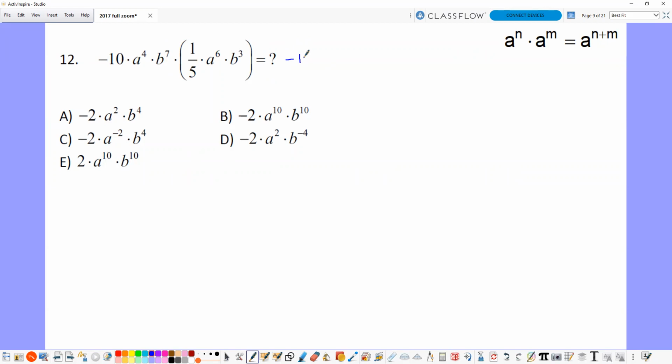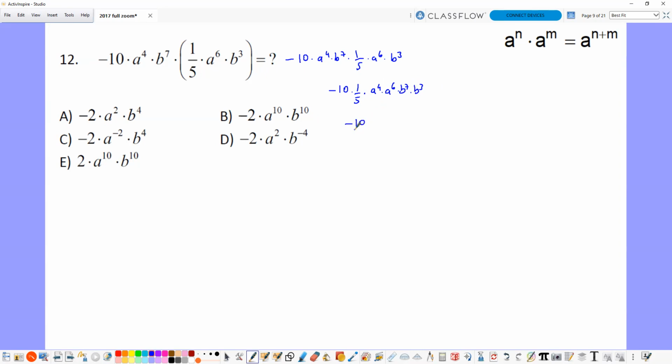That's why this is going to be minus 10 times a to the power of 4 times b to the power of 7 times 1 over 5 times a to the power of 6 times b to the power of 3. To multiply the terms, I have to collect the like terms together, which means the numbers come together, minus 10 times 1 over 5. Then a to the power of 4 times a to the power of 6 come together, and b to the power of 7 times b to the power of 3 come together.